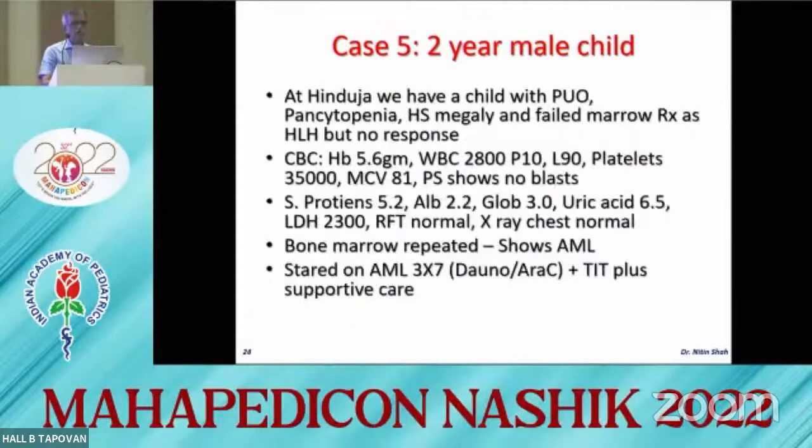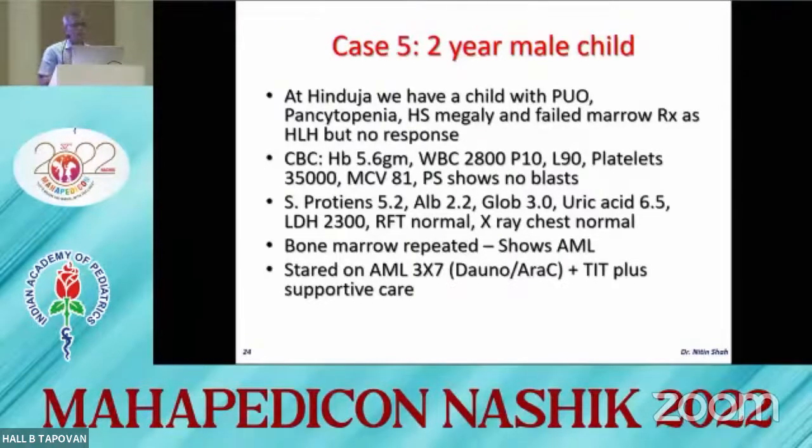All right. So at Hinduja, we have a child with PUO, pancytopenia, organomegaly, failed marrow, as well as failed response to HLH protocol. So obviously you have to change your diagnosis. So we do a repeat CBC, hemoglobin is 5.6. Again, severe neutropenia and thrombocytopenia. Peripheral smear still does not show any blast. So what choice do I have? I have to repeat a marrow.